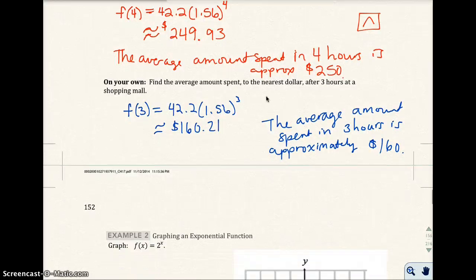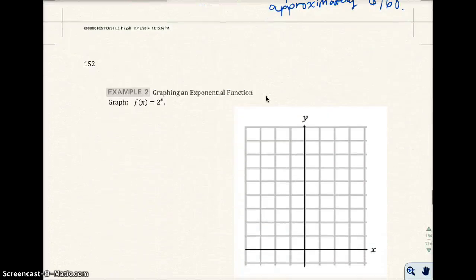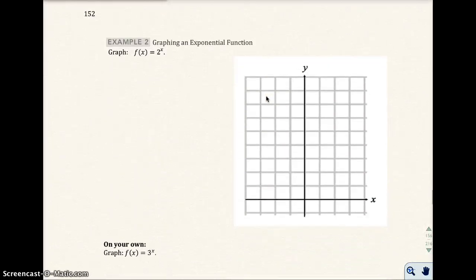Okay? Let's go to example 2, and how do we graph an exponential function? What I'm going to do right here is I'm going to actually make a table, and I think by the end of this chapter, some of y'all can just make a graph without a table. We do get used to the values that you're going to see.